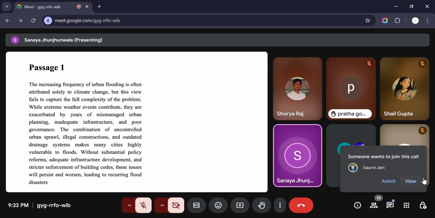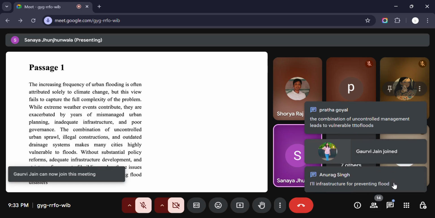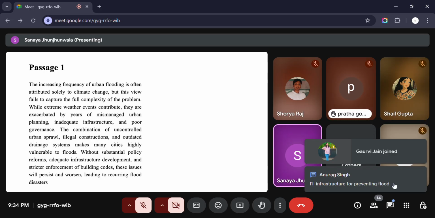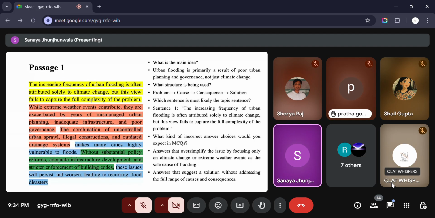Basically, the main idea is that... yes, Pratha, infrastructure for preventing flood. That's half the main idea. The main idea basically is, let's see what it is. If we see, the main idea is urban flooding is primarily a result of poor urban planning and governance and not just climate change. So all of you guys stated some things, but it was not the full idea.